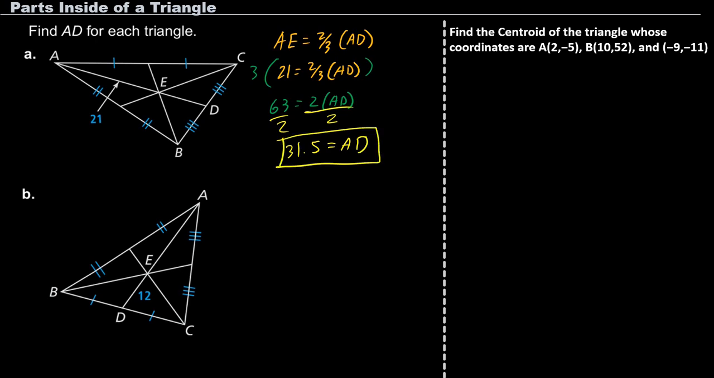And then again, the other way I could have gone about doing this is if I take 21 and divide it by 2, I would get 10.5. And then if I take 10.5 and multiply it by 3, I would also get 31.5. So both routes are valid routes for trying to come up with the answer.